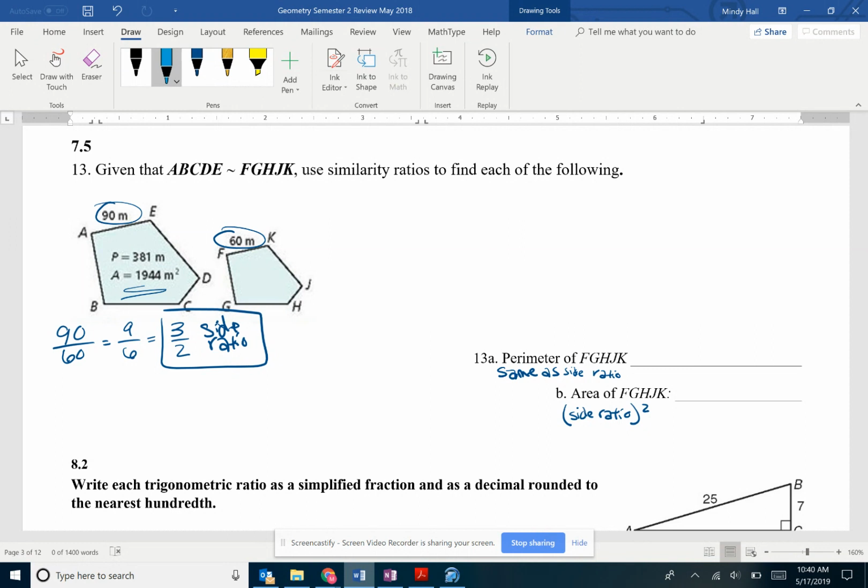Since that is the side ratio, we're going to be using it for both. Doing perimeter first, that would be 3 over 2. Remember, it's the same, so my side ratio is my perimeter ratio, and that's going to be equal to the perimeter of my big one, because I started with the big one, over my unknown perimeter of my little one. So then we just cross multiply. So 3p equals 381 times 2, which gives us 762. And when we divide by 3, we get that p is 254 meters.